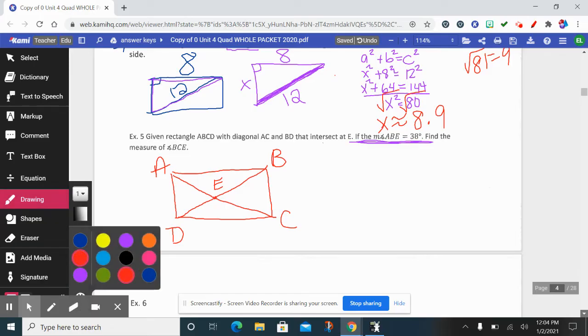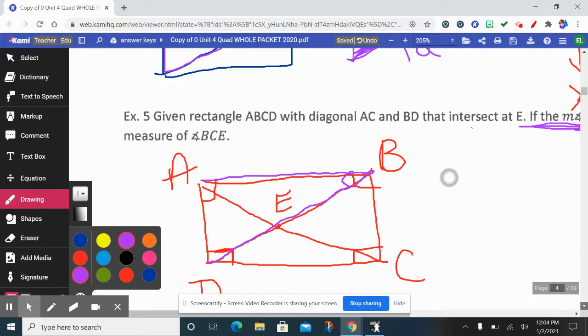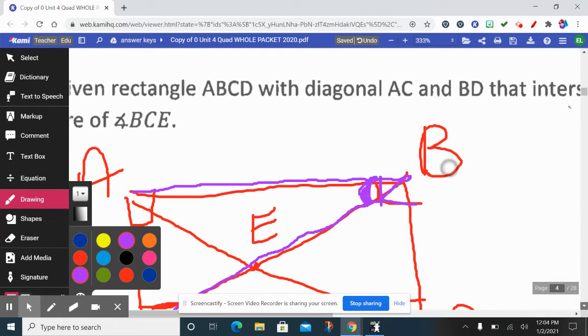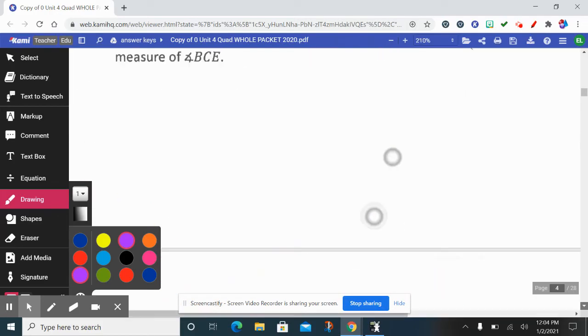Well, a couple things about this rectangle. We know that this whole angle at A is 90, this whole angle at B is 90, this whole angle at D is 90, this whole angle at C is 90. What they're asking us for is ABE. So remember, we trace from A to B to E is the opening at the top part here. So it's this acute angle here. Now the whole angle, remember, is 90, but this teeny tiny little piece is going to be 38 degrees.